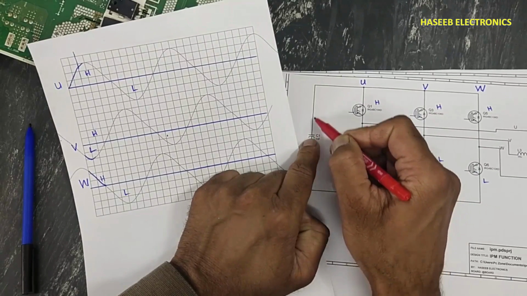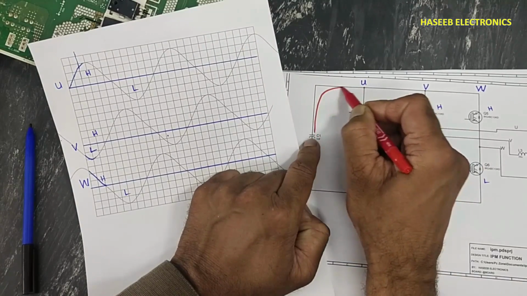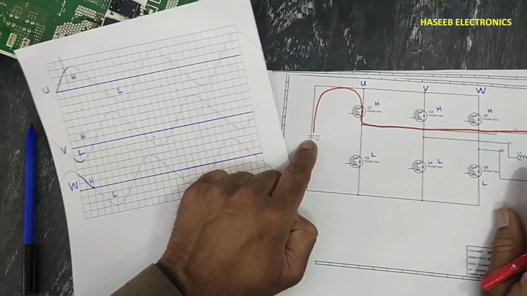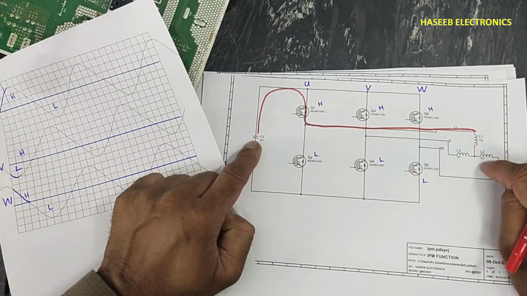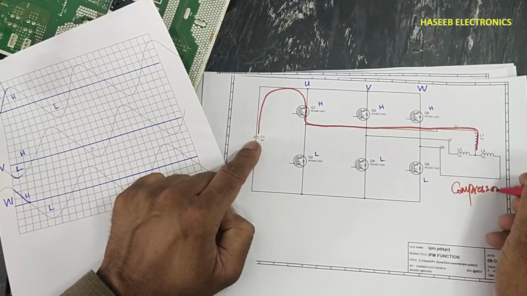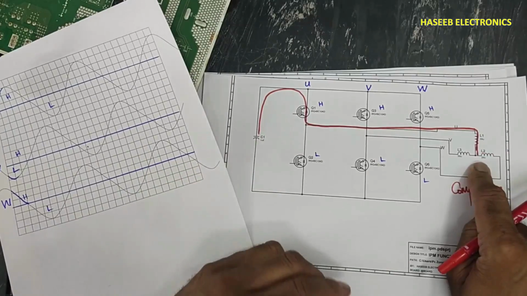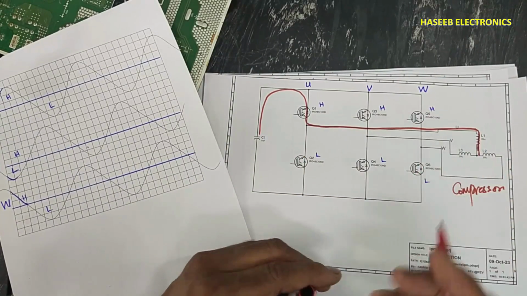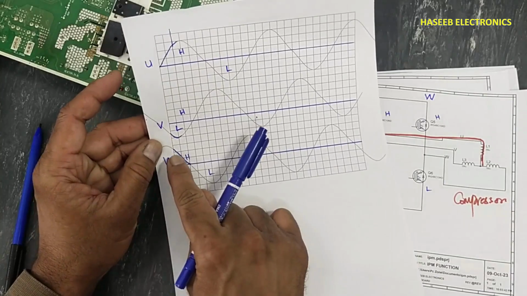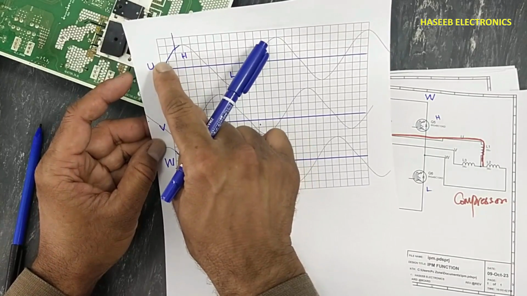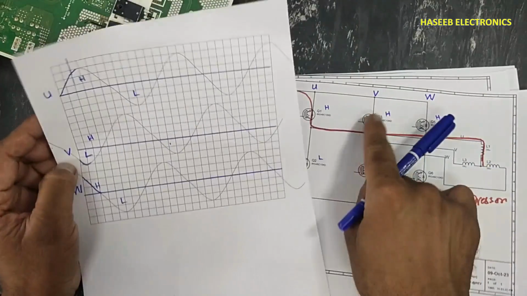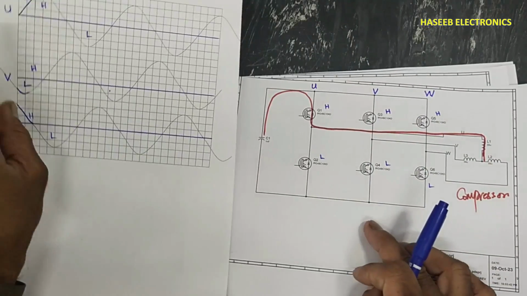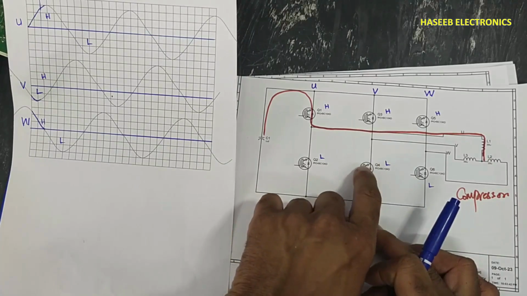Positive voltage from this capacitor will pass to this winding. This is 3-phase winding of this compressor. Now positive voltage are reached here. It need now negative voltage to pass the current, to flow the current. If we check here, at this point, U high, this transistor is on, V low, that means this will turn on now.